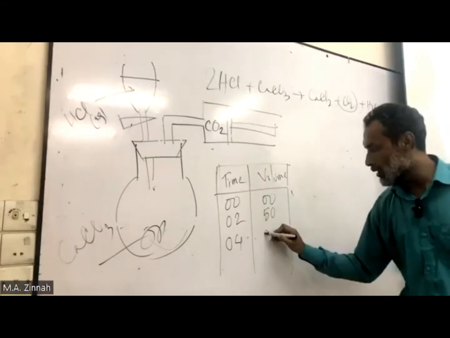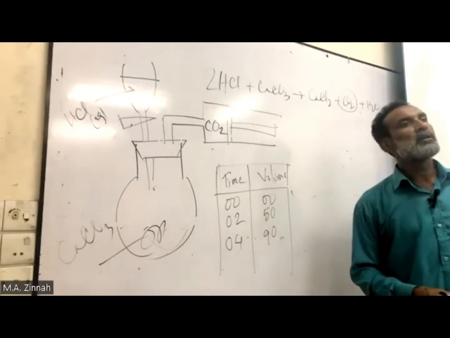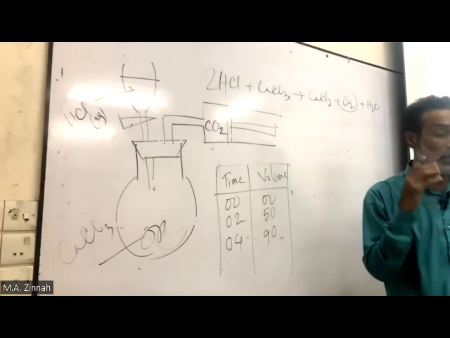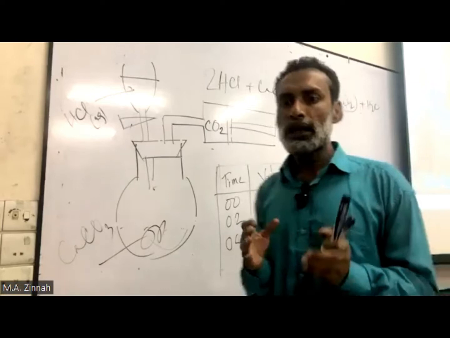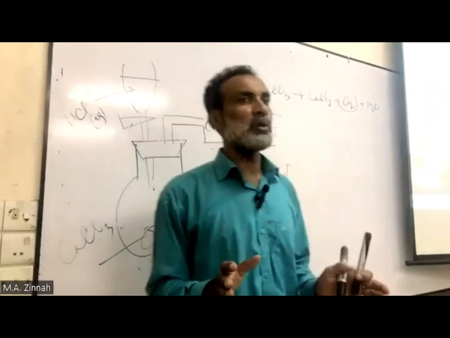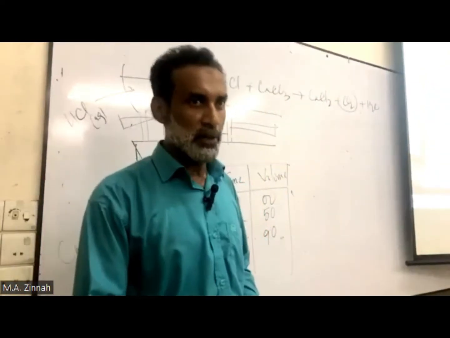100 expect করো, এখানে হবে 90. 100 cm cube. No, it should be less than 90, less than 100. It would be less than 100. So this is an important point, a very important point to be discussed later in details.